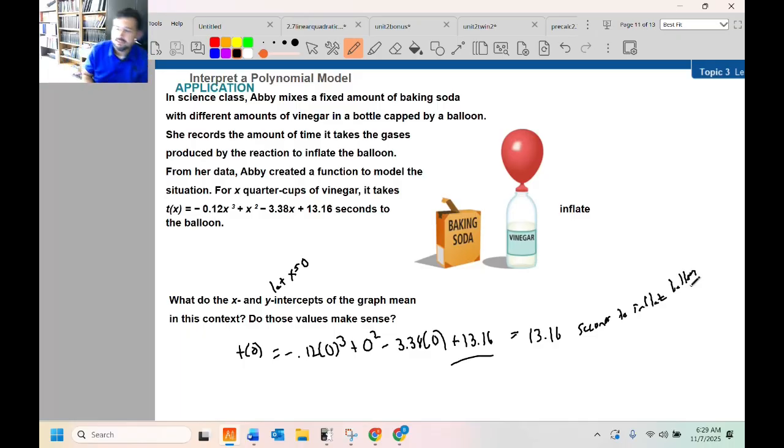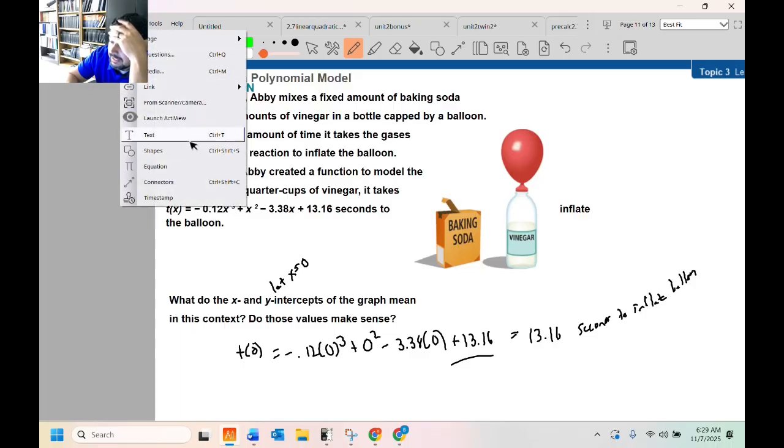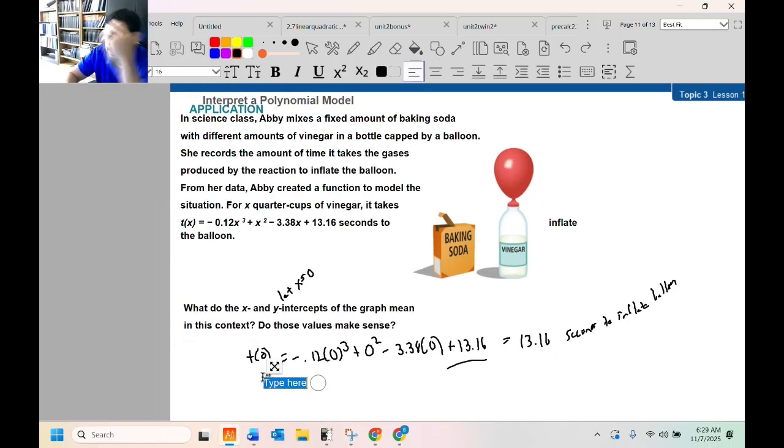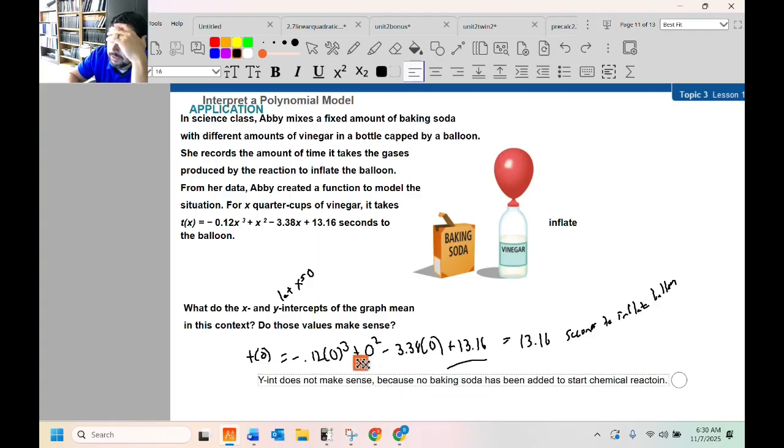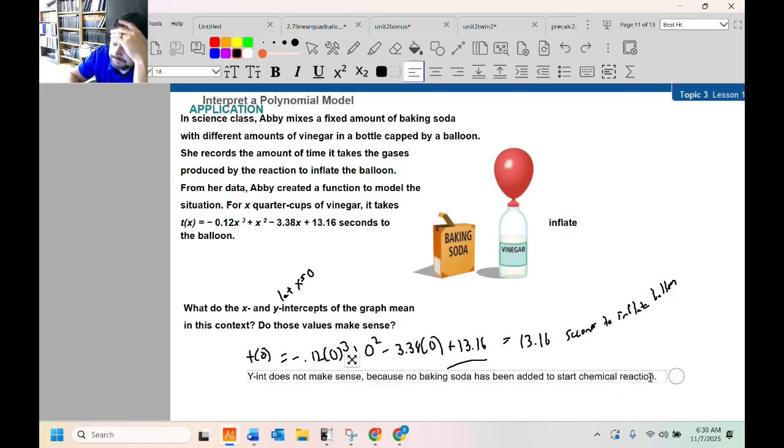Now, I don't think it makes any sense because a chemical reaction has not happened yet. Has it? You haven't added any baking soda. So, you know, the y-intercept does not make sense, because no baking soda has been added to start the chemical reaction. I've been around vinegar. I'd be highly surprised if vinegar on its own would actually cause anything. Now, your x-intercepts, we're just going to use our technology here.